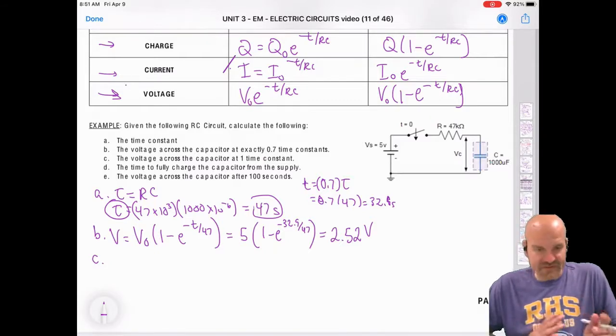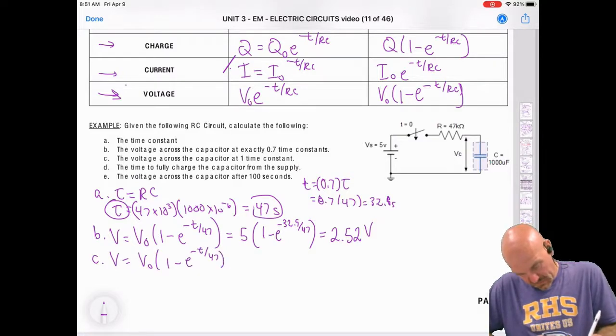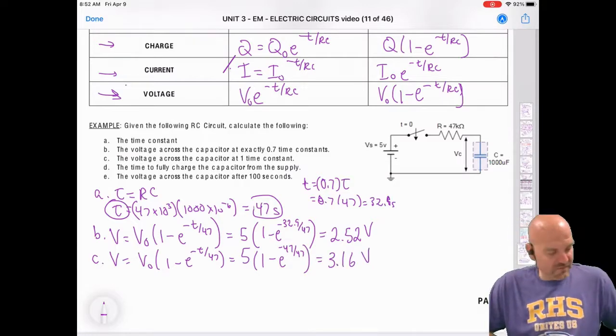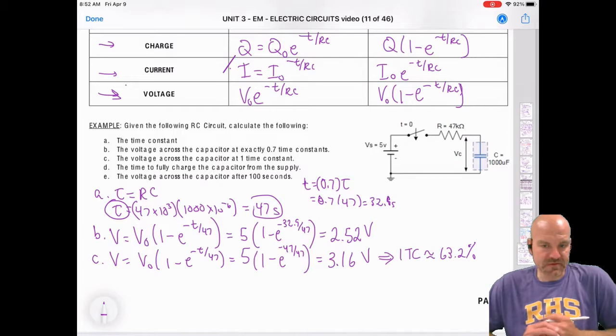So, right, again, this doesn't mean that it's fully charged. Okay, so we're going to use the same equation. So we're going to do 5 times 1 minus e to the negative 47 over 47. And that's going to give us a voltage of 3.16. And so the way you think about this, at this point in time, after 1 time constant, it's about 63.2% charged. Okay, so it's not fully charged after 1 time constant, but it's working to get there.